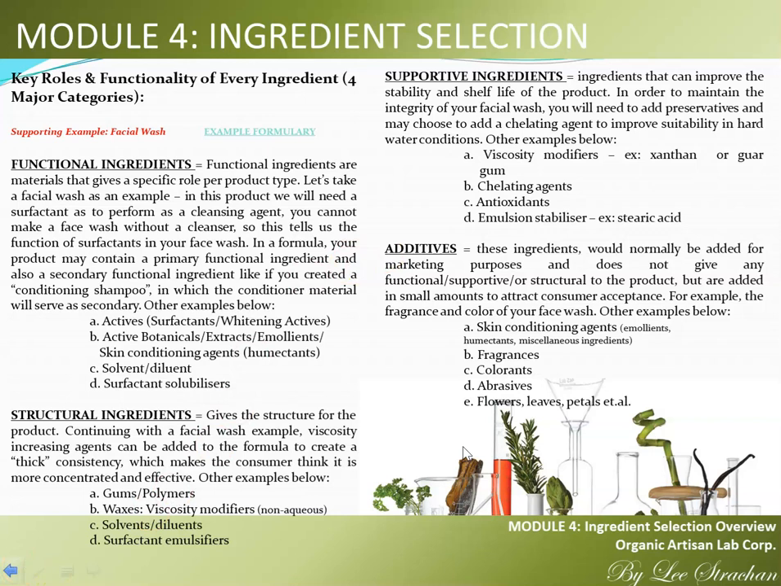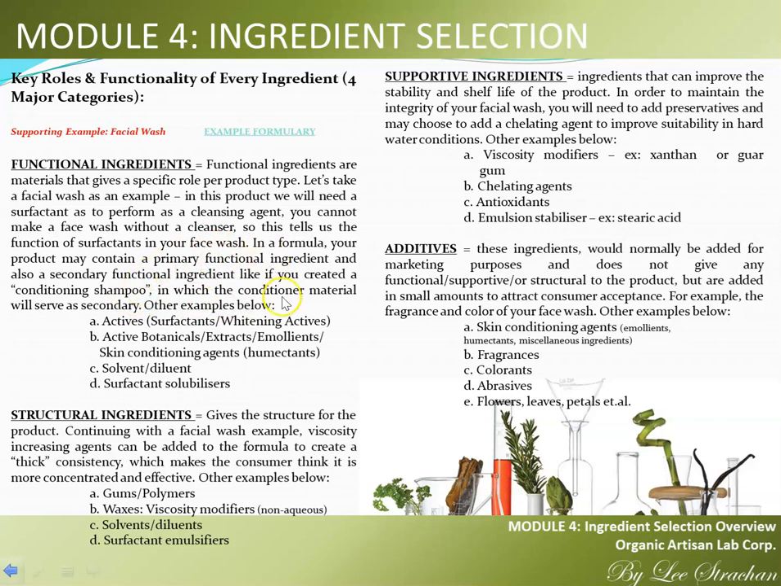So now let's go back and talk about these 4 major categories. Going back, as I was saying, every ingredient in a formula has its roles and functionality. Let's talk about functional ingredients. Functional ingredients are materials that give a specific role per product type. Let's take a facial wash as an example. In this product, we will need a surfactant to perform as a cleansing agent. You cannot make a face wash without a cleanser. So this tells us the function of surfactants in your face wash.